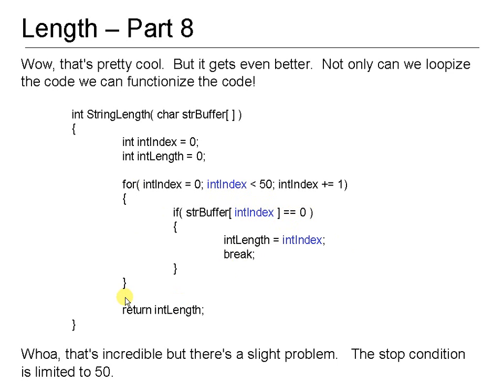Whoa, that's incredible. But there's a slight problem. The stop condition is limited to 50. Now we could jack that up to maybe 500 or 5,000 or 50,000. But the problem is, as soon as we do that, somebody is eventually going to have a string longer than whatever number we put there. And we don't want to put something like 2 billion because that's just ridiculous. That's hackery, not quality coding.